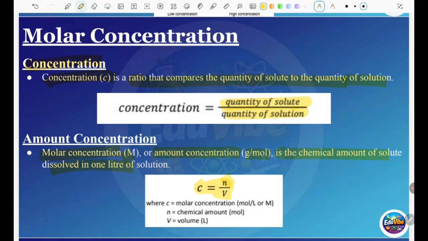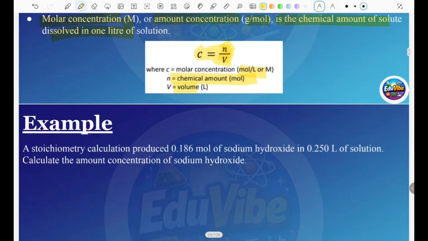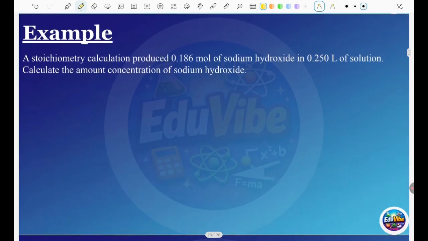So this n denotes the chemical amount, which is the number of moles, and the volume is always in liters, and the c is the molar concentration, moles per liter, or you can say the big M. That's the formula you have to know, and we go straight to the examples we have to discuss.